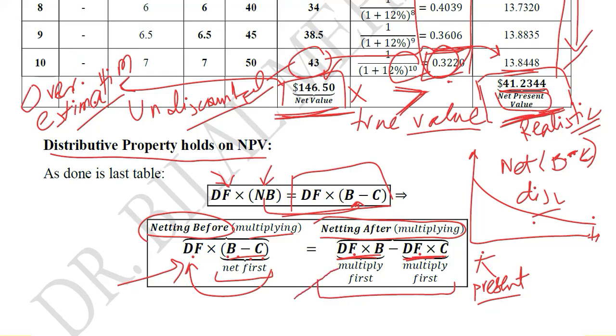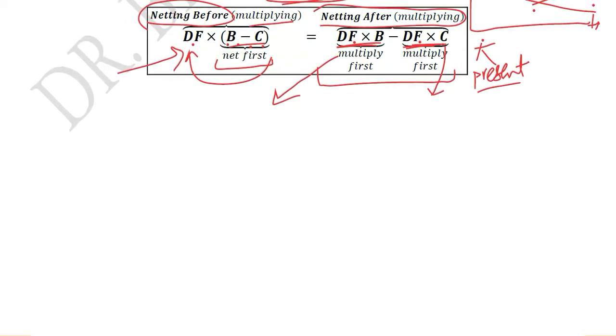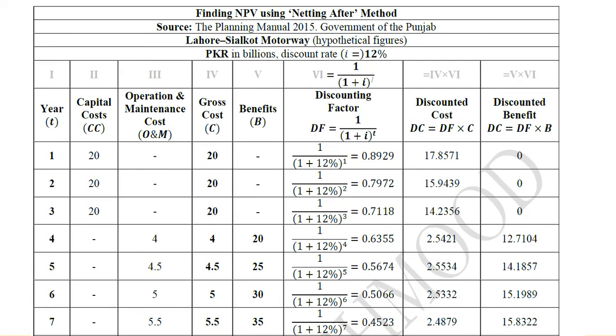So in this case I will try to multiply the discounting factor with the benefit separately and the costs separately with the discounting factor, and then I will take the difference. The answer should be the same. So let us experiment this thing here. The same table is taken. These are the columns that we have seen before. Discounting factor is something we have understood before, but here we are taking the discounted cost separately and discounted benefit separately. DF into C, DF into B, as we developed this formula above.